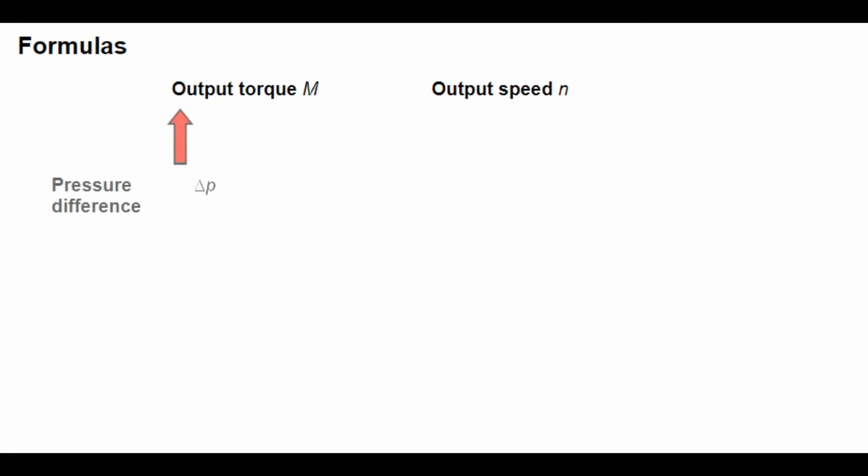When designing a hydraulic motor for an application, both the output torque M and the output speed N have to be calculated. The torque that a hydraulic motor can output is the product of pressure difference delta P and geometric displacement Vg. The pressure difference is the result of the difference in pressure between motor input and motor output. Displacement is the amount of hydraulic fluid that is drawn in by the displacement chambers per output shaft revolution.